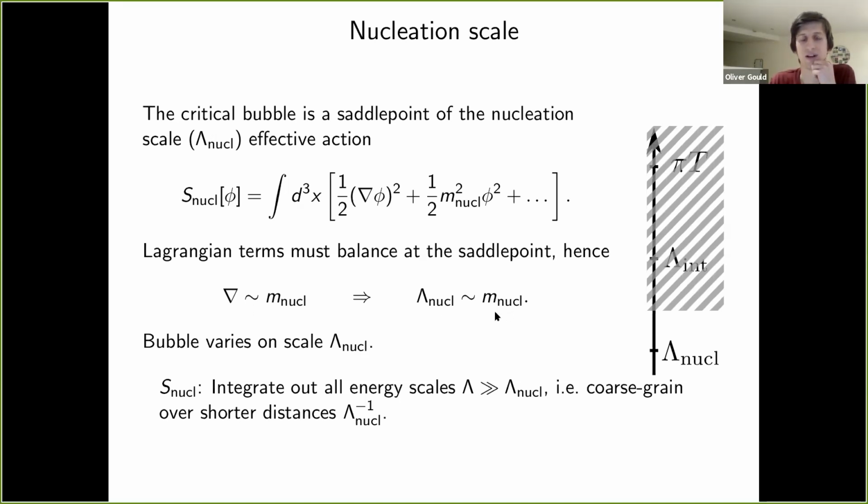This is not surprising, but essentially the nucleation scale EFT is the EFT which describes the scales of the mass of the nucleating degree of freedom. And to construct it, we integrate out all modes greater than the nucleation scale, or rather we coarse grain over distances smaller than this inverse nucleation scale.